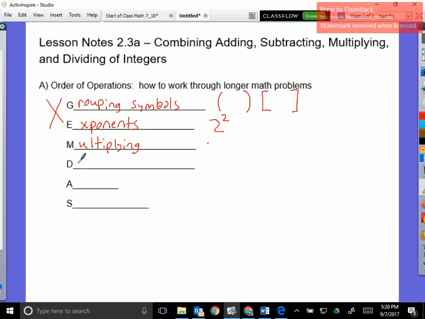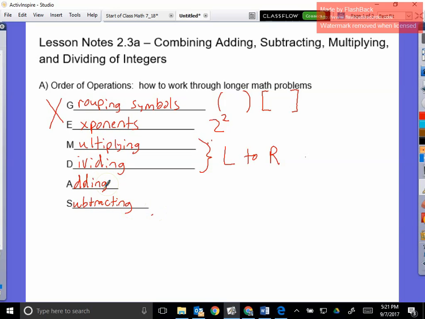The D stands for dividing. When we see a math problem with multiplying and dividing, we're going to start from the left of the math problem and move to the right. We're going to do all of our multiplying and dividing first, and then we're going to move on to do all of our adding and subtracting. Those are the last two things we're going to do.